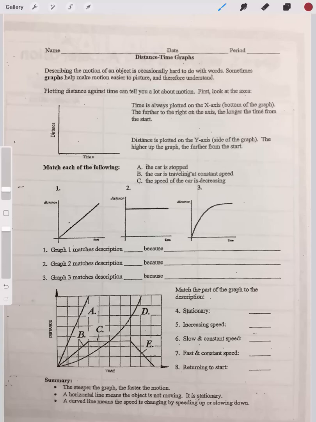Describing the motion of an object is occasionally hard to do with words. Sometimes graphs help make motion easier to picture and therefore understand. Plotting distance against time can tell you a lot about motion.